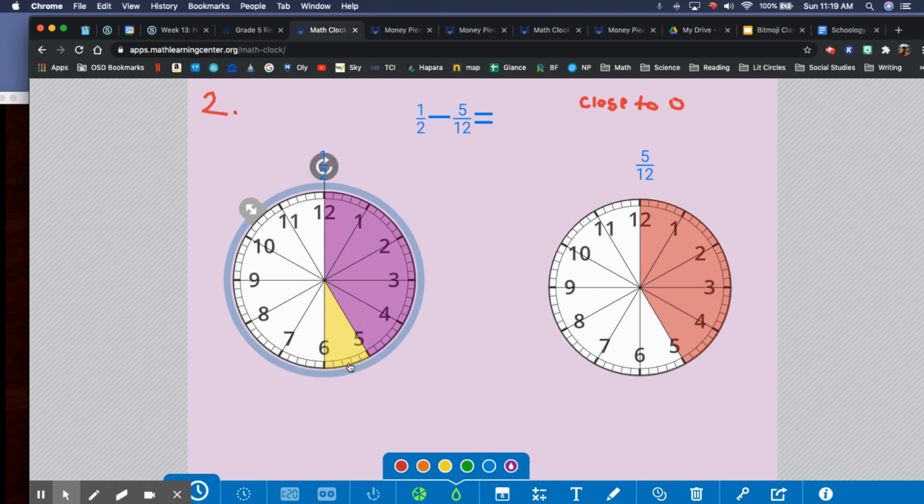Just left with this little sliver here, which is just 1/12 of my total clock. And that's not very big, is it? So 1/12, that's the actual answer, but 1/12 is really close to 0. If I'm thinking about a benchmark fraction, 0, half, 1, 1.5, 2, it's closest to 0. So 1/12 is closest to 0. We'll go back and write that in a second. But for number 2, we're going to write close to 0.